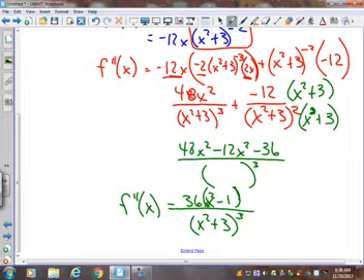So, that's interesting. I don't have the right answer on my paper. I lost a power somewhere.